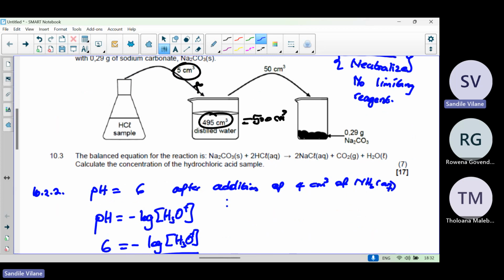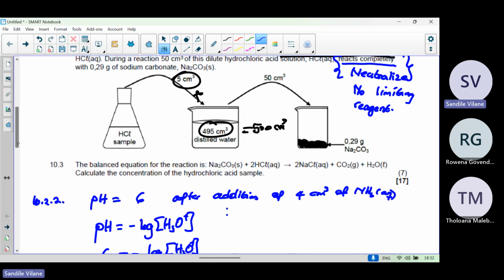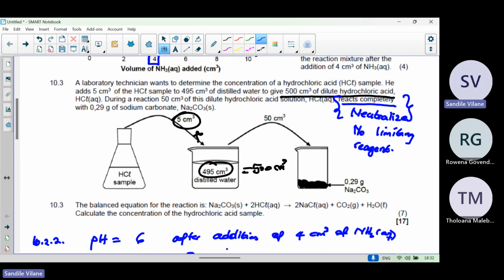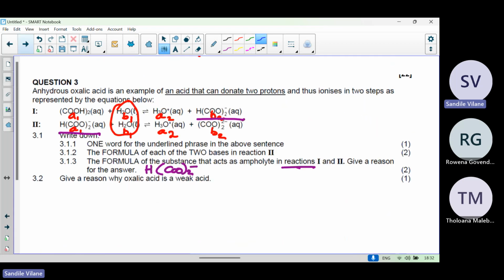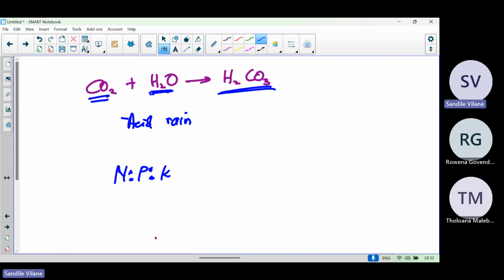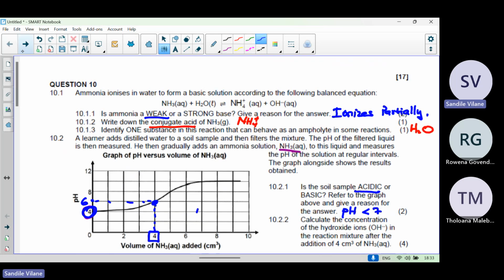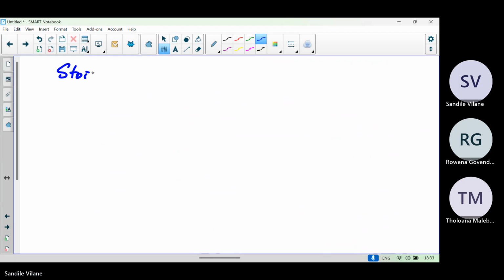Okay, and then you have to calculate the concentration of the hydrochloric acid sample. Calculate the concentration of the hydrochloric acid sample. This is a stoichiometric problem now. Remember, in stoichiometry, there are a couple of steps that we need to consider. Let's just revisit them. Stoichiometric calculations.